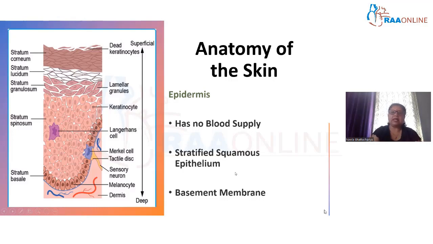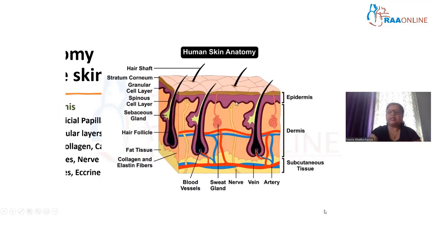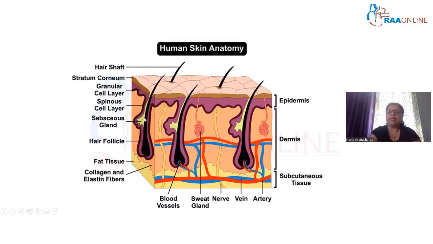So that is the epidermis. The lower layer of the skin is called the dermis. Now, this has two layers. An upper layer where there are a lot of papillae, and this is called the papillary dermis, and a lower layer which has a lot of dense collagen and elastin fibers, and that is called the reticular dermis.